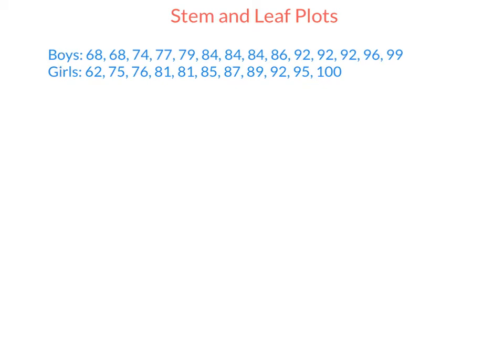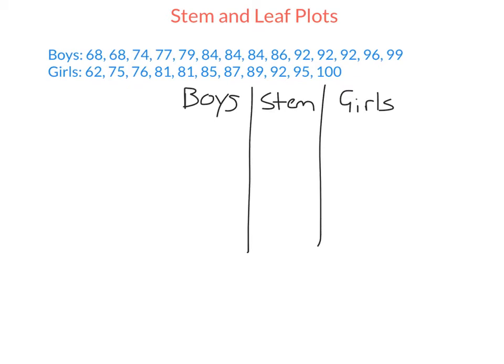I'm going to put this in what's called a back-to-back stem and leaf plot so I can compare boys and girls. So I'm going to put boys over this side and girls over this side. In the middle of a stem and leaf plot goes the stem. This is basically the number of tens. The scores in these sets of data go from 60 all the way up to 100. So here I'm going to put all the scores in the 60s, 70s, 80s, 90s, and 100s.